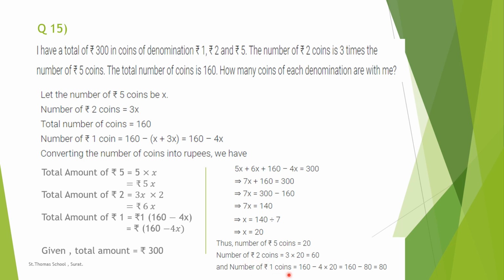Number of rupees 1 coins, that is 160 minus 4x, and x is 20. So 160 minus 4 20s are 80. So 160 minus 80, 80. So we can say that 20 rupees 5 coins and 60 rupees 2 coins and 80 rupees 1 coins. Is it clear?